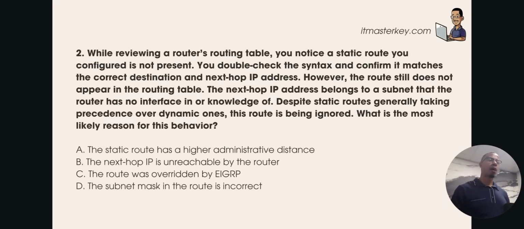While reviewing a routing table, you notice a static route you configured is not present. You double check the syntax and confirm it matches the correct destination and next hop IP address. However, the route still does not appear in the routing table. The next hop IP address belongs to a subnet that the router has no interface in or knowledge of. Despite static routes generally taking precedence over dynamic ones, this route is being ignored. What is the most likely reason for this behavior?